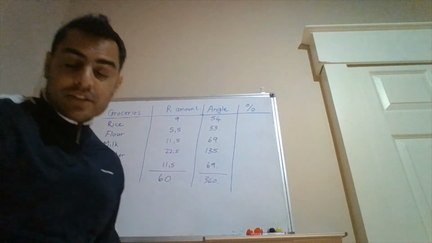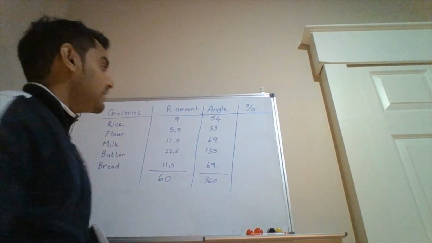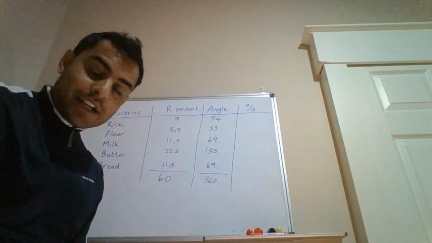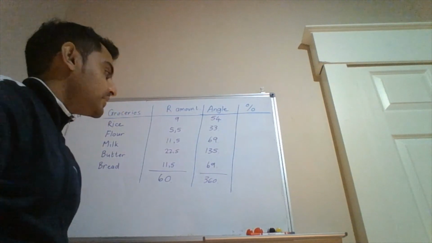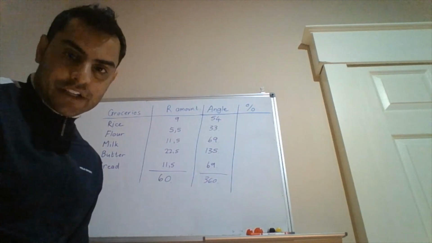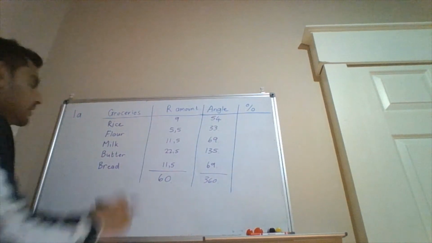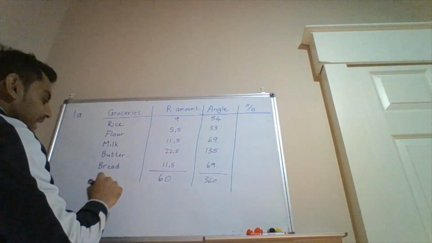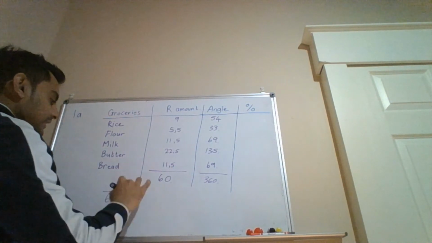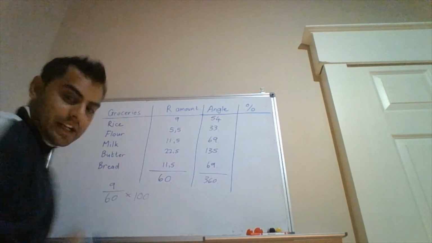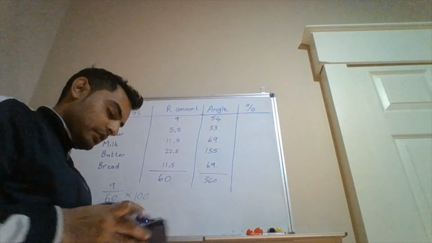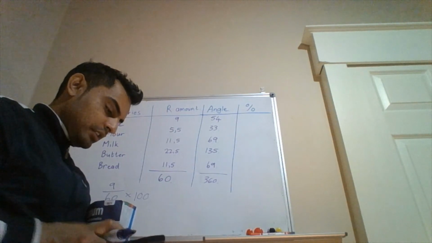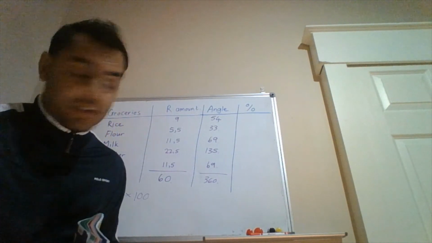So lastly, we just need to get the related percentages. So the percentage is the fraction, the proportion spent, and we just multiply that fraction by 100. So for example, if we're working out the percentage for rice, we would take the fraction 9 out of 60 and times it by 100. And I get 15% on the dot.